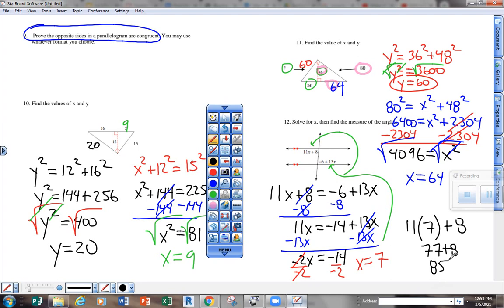So that angle, 85 degrees, that's what they're looking for. This is 85. They're not just looking for x. Oh yeah, they want you to solve for x and find the measure. So make sure you clearly show both. There's x, there's the angle. All right, let's keep going.